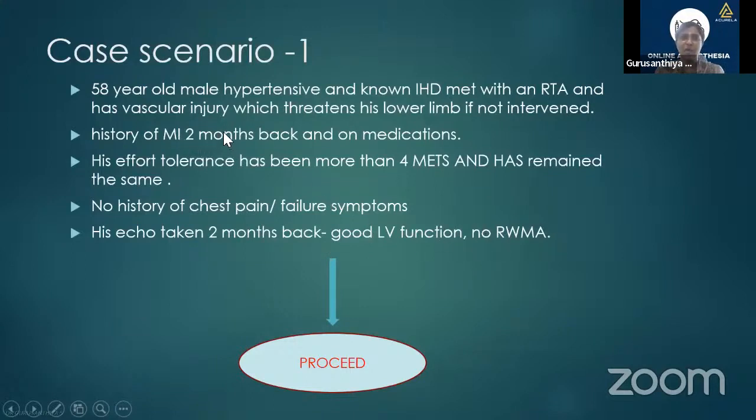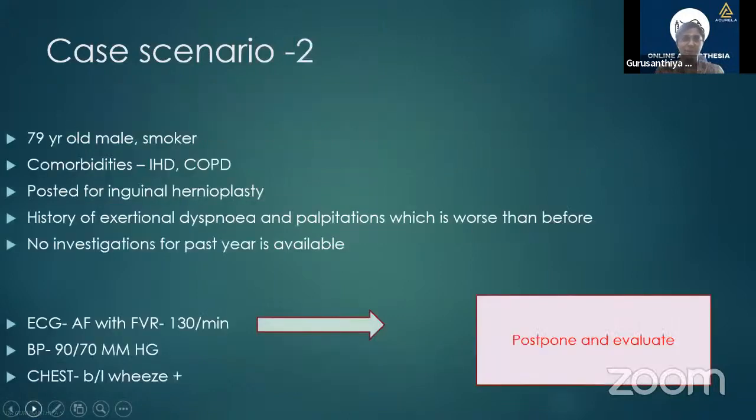Even though the patient has had an MI in the last 2 months, this is an emergency surgery which is threatening his lower limb. So you do not do any further investigations, because the echo 2 months back is normal and the effort tolerance has also been normal. So you actually subject the patient to the surgery depending upon the medications he is taking. It can be regional anesthesia or general anesthesia.